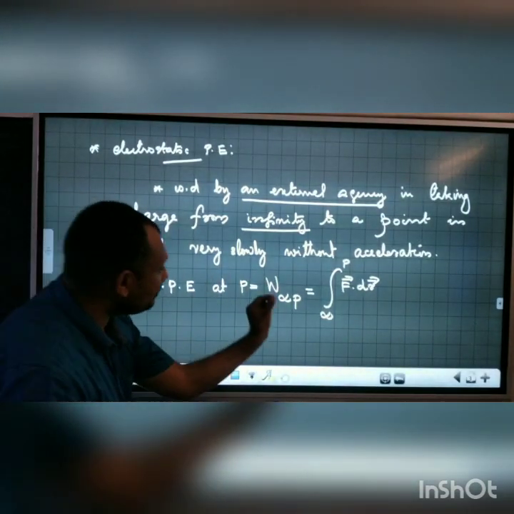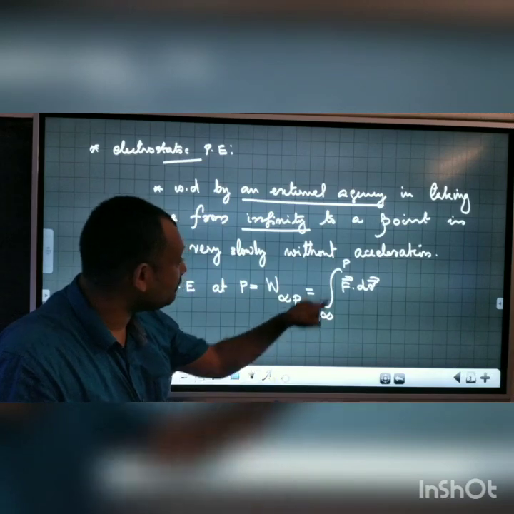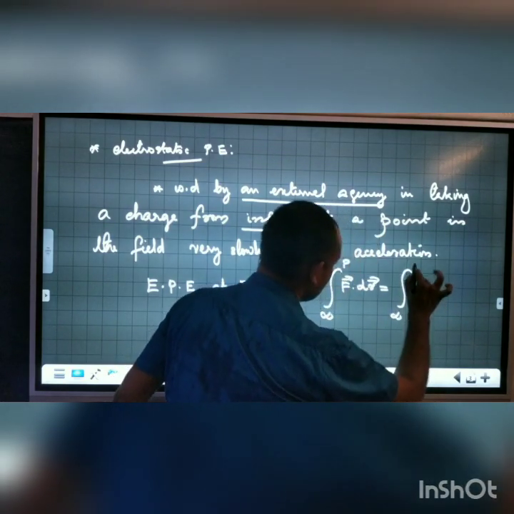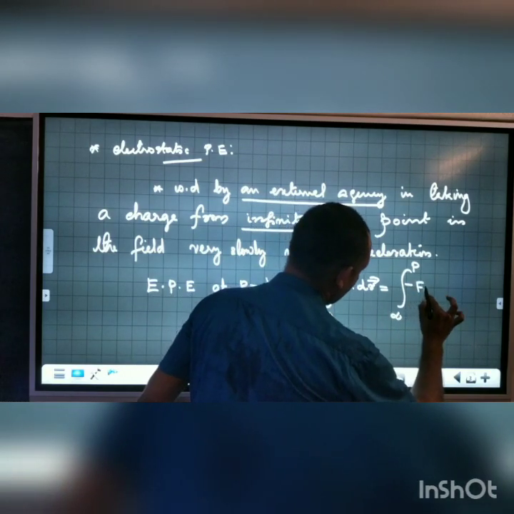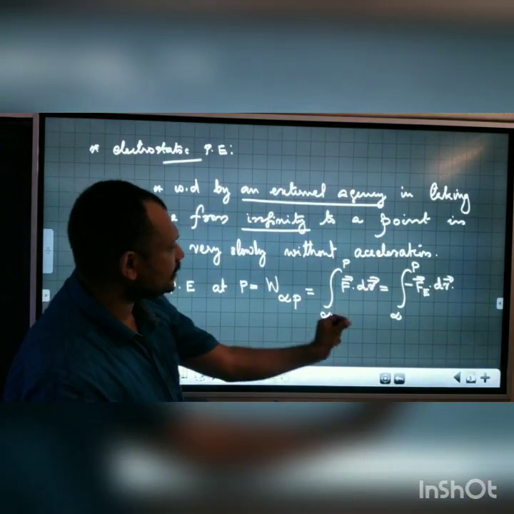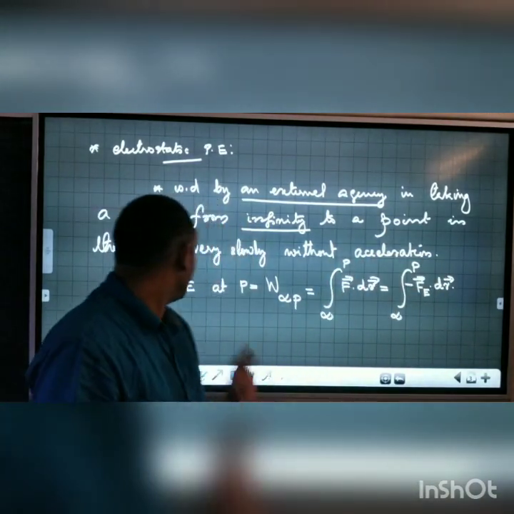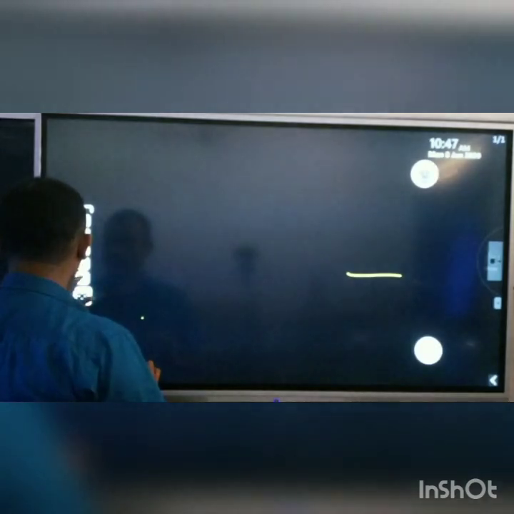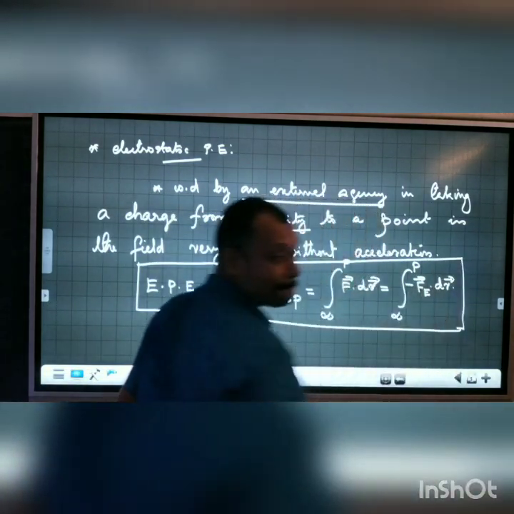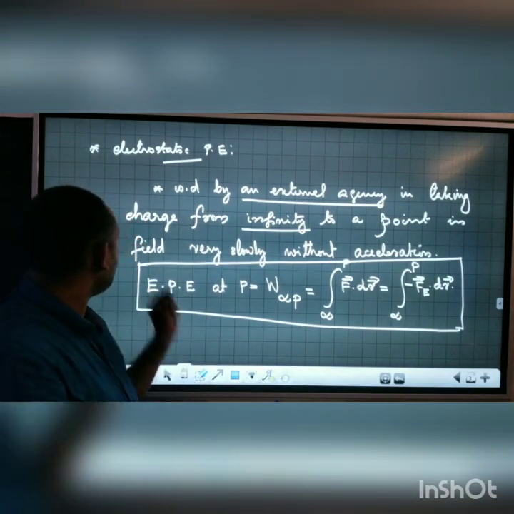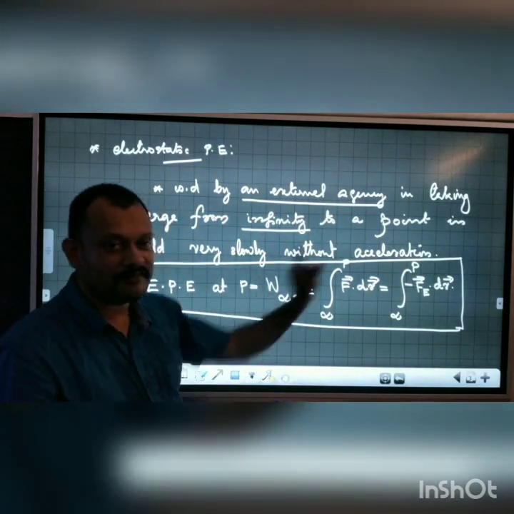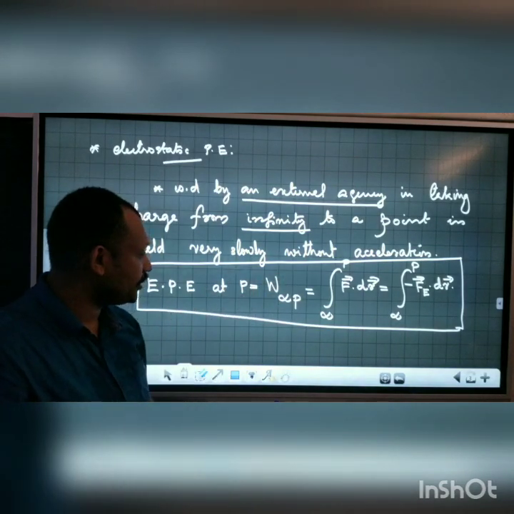W infinity to P is equal to integral of infinity to P F dot dr, which is also equal to integral infinity to P of minus Fe dot dr. That is the definition of electrostatic potential energy at a point P. The electrostatic potential energy at a point P is the work done by an external agency in taking a charge from infinity to a point in the field very slowly without acceleration. This is the definition of electrostatic potential energy at the point P.